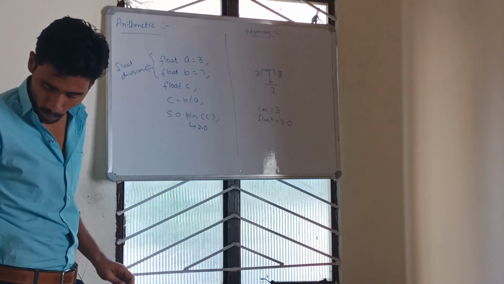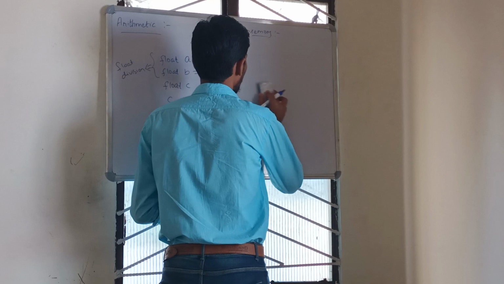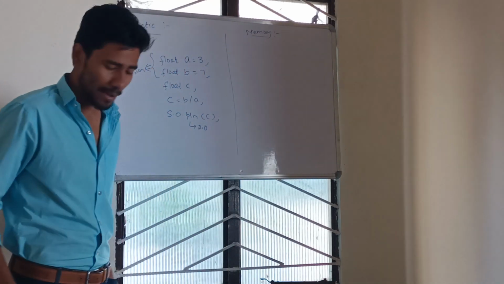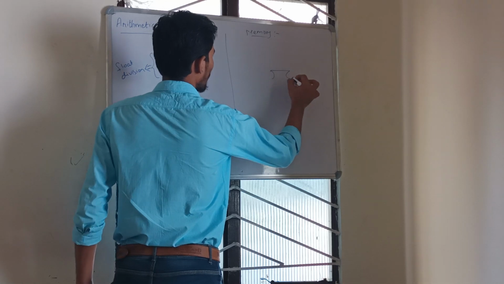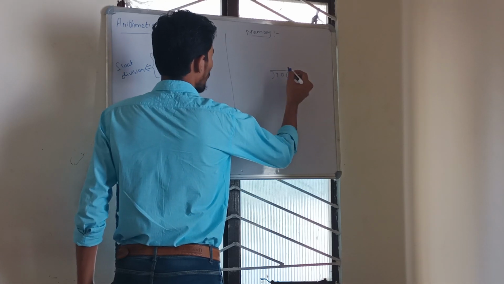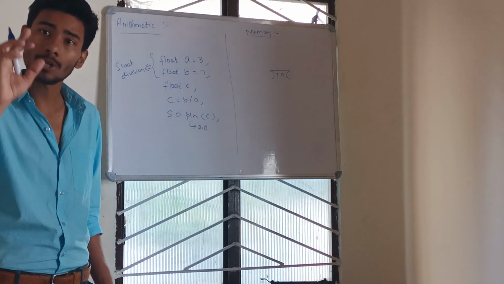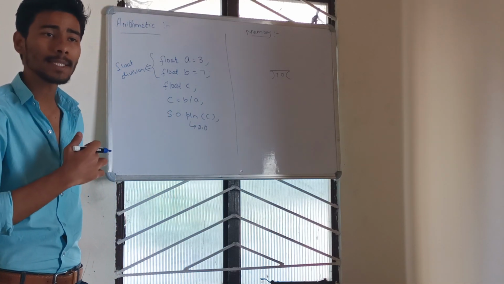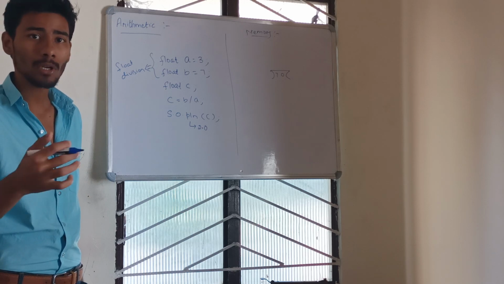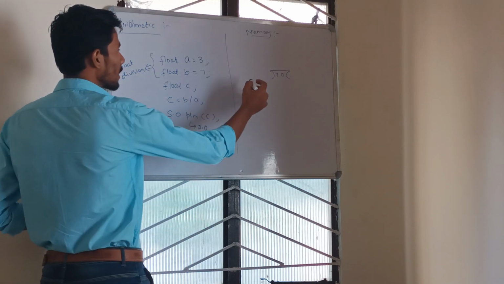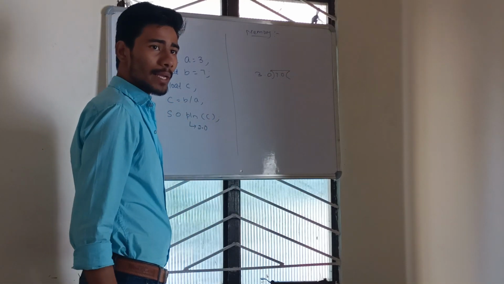In float division what happens? My 7 and my 3 will not be in this way. My 7 will be 7.0 till 8 digits, 7.0000 till 8, because float takes after the point how many values? 7 or 8 values. Okay. Now here 3.0 will be there.